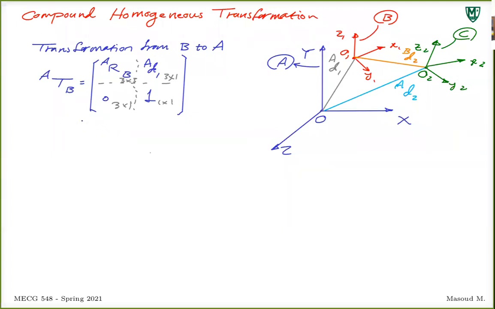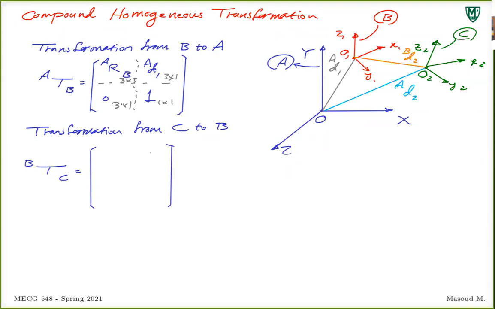Now, if we go one step forward and look at frame B and C, then the same story, we can write the transformation matrix that can transform coordinates from C to B, right? We can say transformation from C to B, TCB is, let me draw it this way. Let me put the matrix first.